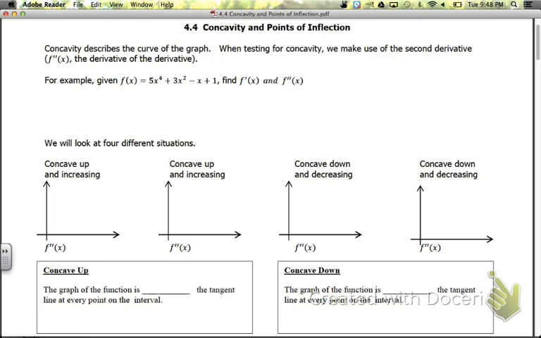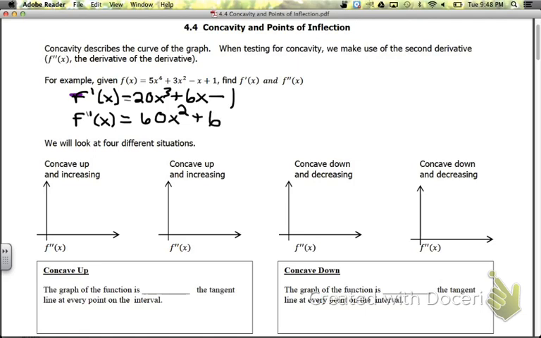So for example here, given f of x equals 5x to the power of 4 plus 3x squared minus x plus 1, we want to find the first and second derivative. So we're first going to do our first derivative of our f of x, and what we're going to get is 20x cubed plus 6x minus 1. Then if we take the second derivative of this, we're going to get 60x squared plus 6. We should all be pros now at taking our first and second derivatives.